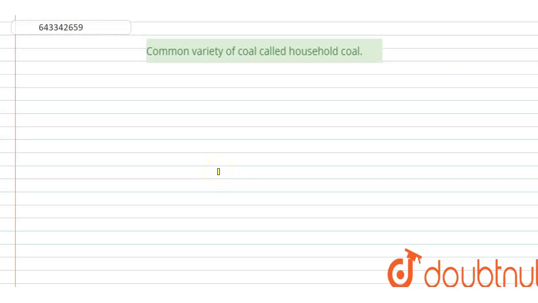Hello, everyone. Now, we have this question. This question is: given common variety of coal called household coal. So, we have to just talk about coal. If we talk about coal, basically coal is classified into four types.